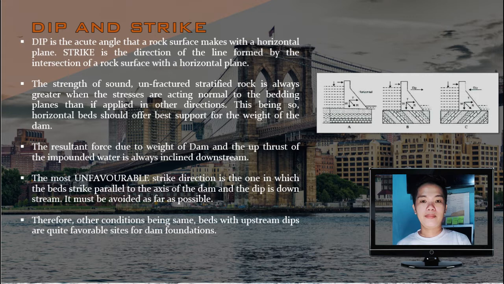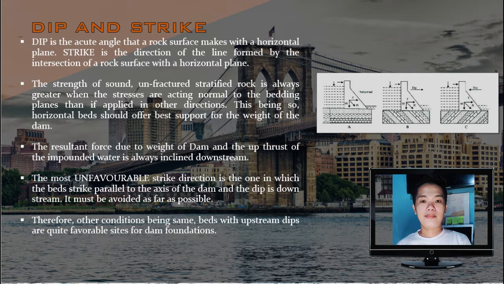The resultant force due to weight of the dam and the upthrust of impounded water is always inclined downstream. The most unfavorable strike direction is the one in which the bed strikes parallel to the axis of the dam and the dip is downstream. It must be avoided as far as possible. Therefore, other conditions being the same, beds with upstream dips are quite favorable sites for dam foundations.